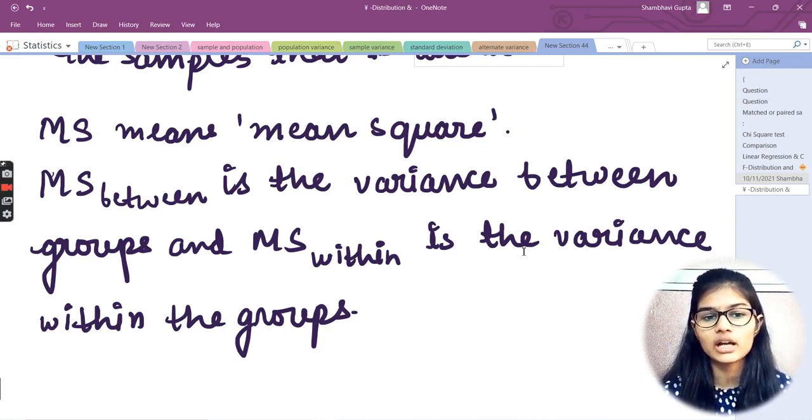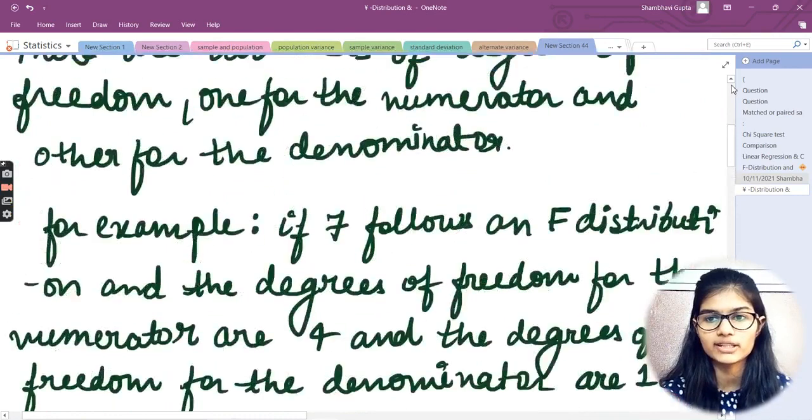Now what are we left with? Now we'll study how we do the calculation for the sum of squares and the mean square. That we will be going ahead with in the next video. Right, so I hope you got all the things very clearly regarding whatever I just told you right here. So we'll see you in the next video.